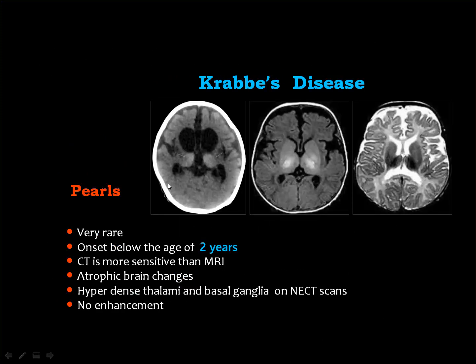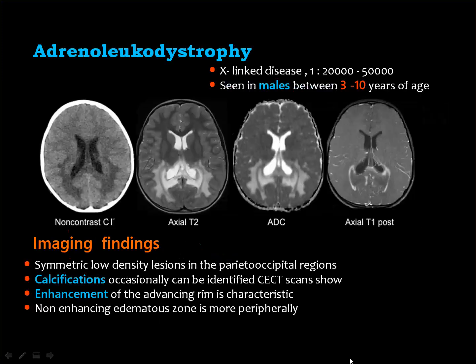So to sum up about Krabbe disease, it's very rare. All of them are very rare. The onset is below the age of 2 years. CT is more sensitive than MRI in this particular disease. Atrophic brain changes are prominent. Hyperdense thalami and basal ganglia on the CT scan, and no contrast enhancement in both CT and MRI.